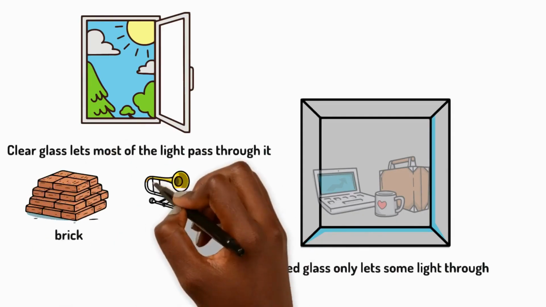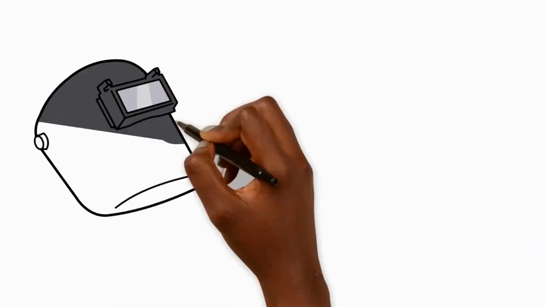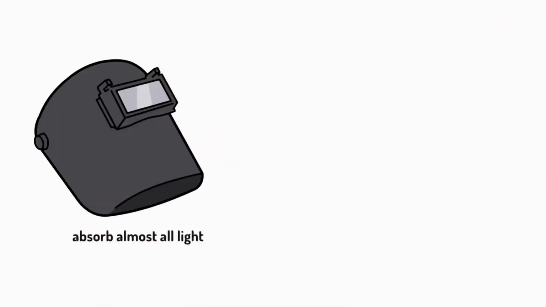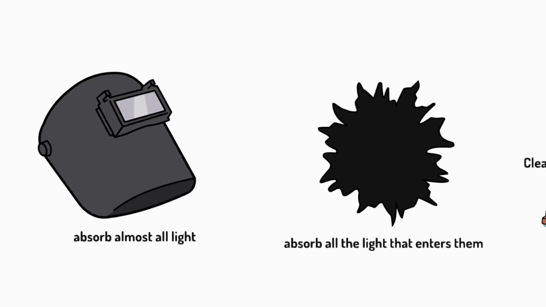Opaque materials like brick and metals block light completely. Black objects absorb almost all light, so no details are visible. And did you know, black holes absorb all the light that enters them? So now you know all about how light interacts with different objects.